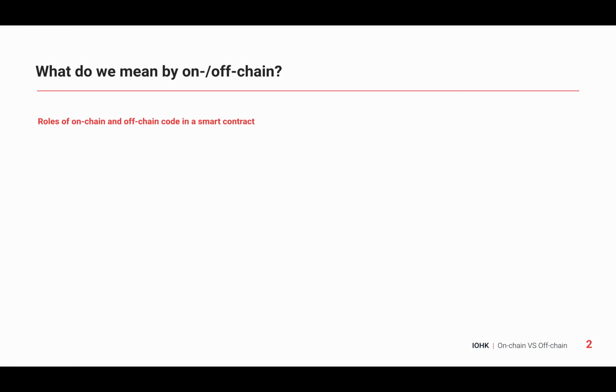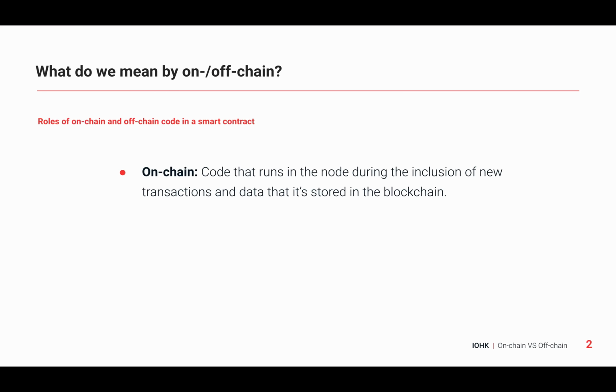When we talk about on-chain code, we mean code that runs in the node during the inclusion of new transactions and data that is stored in the blockchain. We're going to talk about it in detail in the next slides. But on-chain code is basically the transaction itself with its inputs and outputs, etc., and the validators that check if you can actually perform the transaction.